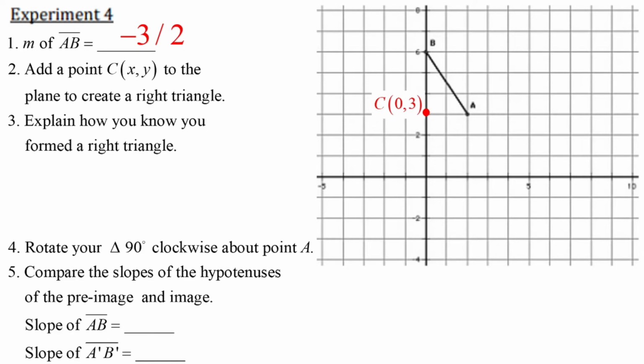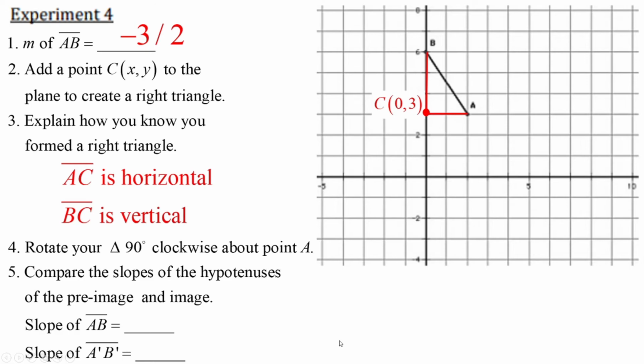So, explain how you know you formed a right triangle. Well, let's draw our triangle then. That is segment AC right there. And AC is what? That's right, it is horizontal. And this is segment BC right there. And BC is what? It is vertical. And you guys know horizontal and vertical segments are what? They are perpendicular.